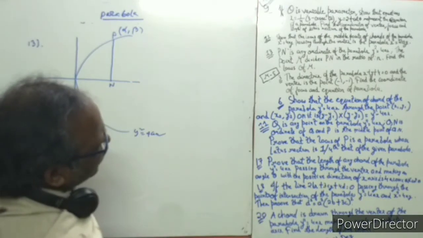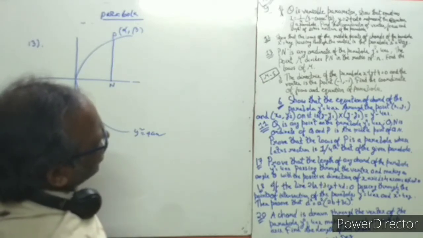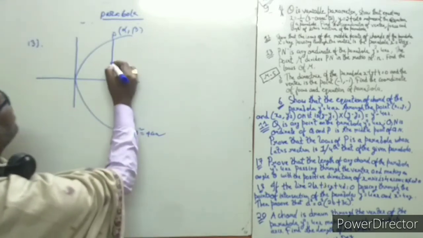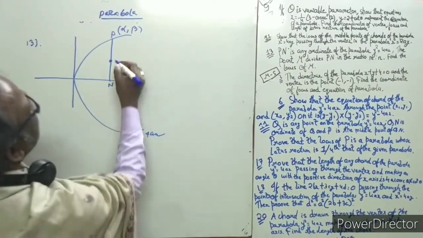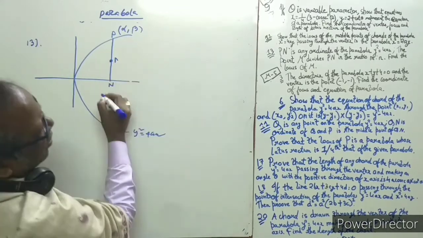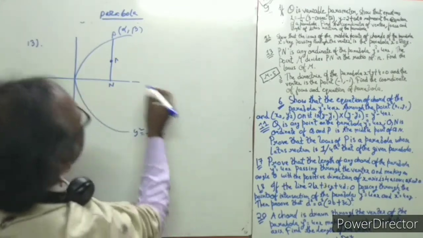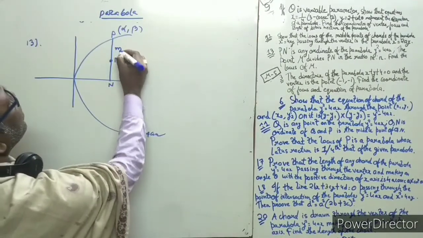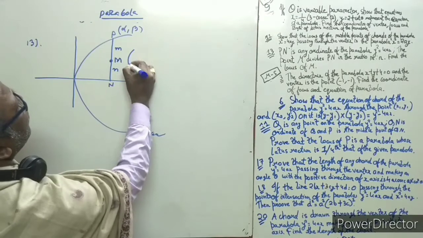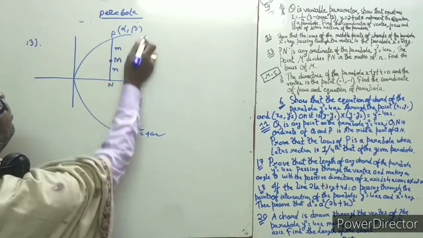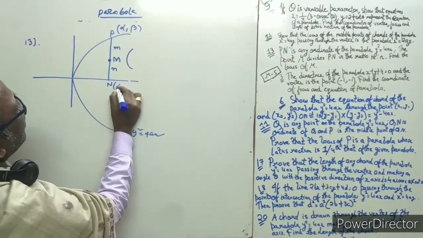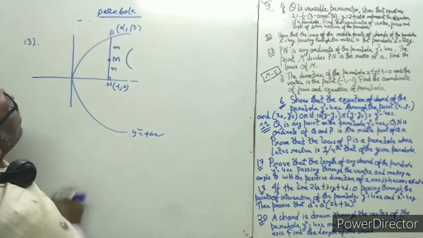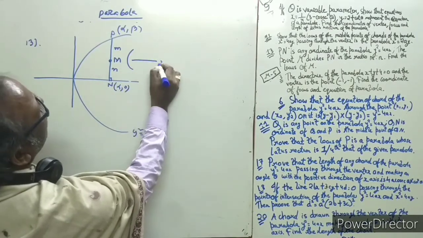Now the point M divides PN in the ratio m is to n. So if P is (alpha, beta), then the coordinate of N, the foot of the normal, is (alpha, 0). So we can easily find the coordinates of M here.